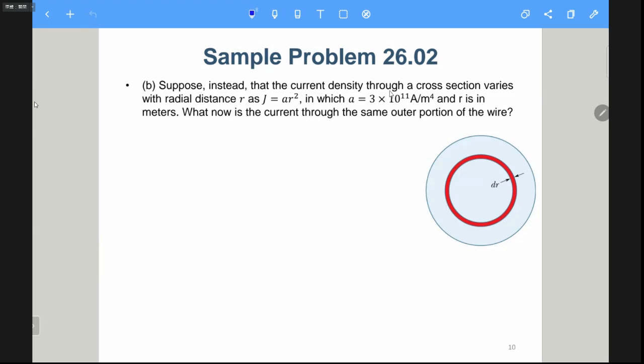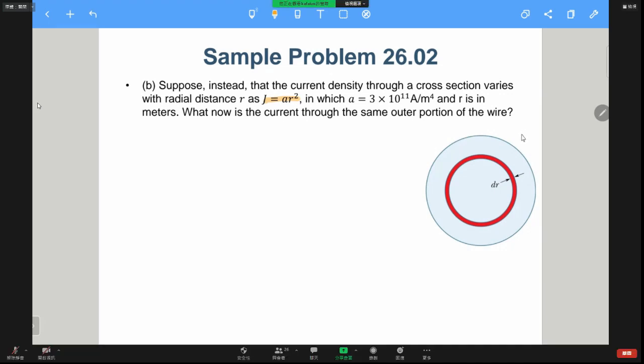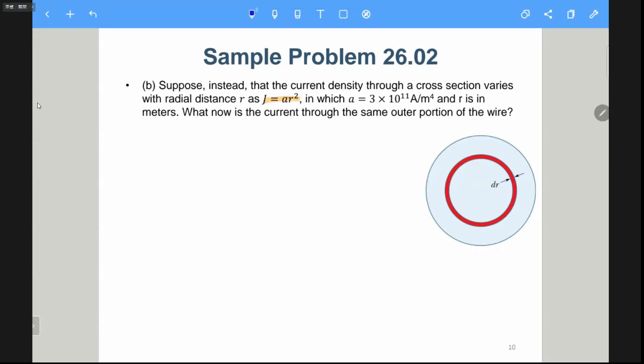So instead, the current density through the cross-section area varies with the radial distance. So J is not uniform anymore. J is proportional to the square of the radius, in which A is this value and R is in meters. What now is the current through the same outer portion of the wire? So here we need to calculate the same outer portion, which means from R over 2 to R.